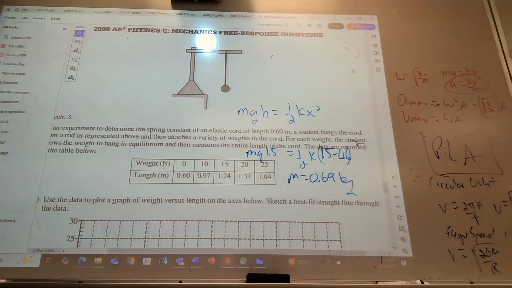Okay, so for D, write down what you know about maximum speed. It comes up all the time, whether the spring is vertical or horizontal. And then for the rest, consider that this is a vertical spring.